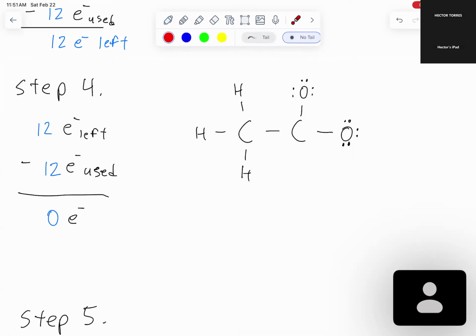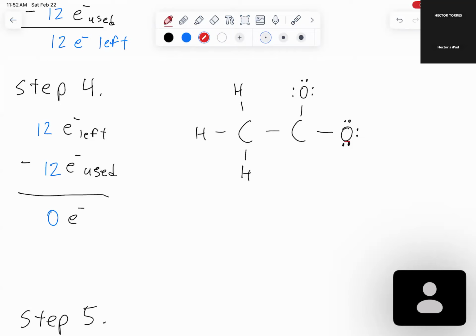Now we're going to look at the carbons and make sure that these ones also have their octets full. On this carbon, it has 1, 2, 3, 4 bonds, and each of those bonds has 2 electrons. So we know that this carbon has 8 electrons around it, thus fulfilling its octet. Now this carbon, however, has 1, 2, 3 bonds, so it only has 6 electrons around it. So we need to do something to fix that.